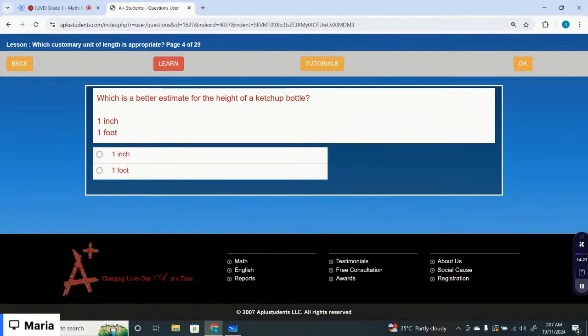Which is a better estimate for the height of a ketchup bottle, 1 inch or 1 foot? The correct option is 1 foot. 1 inch is too small for the ketchup bottle, right? It must be 1 foot.